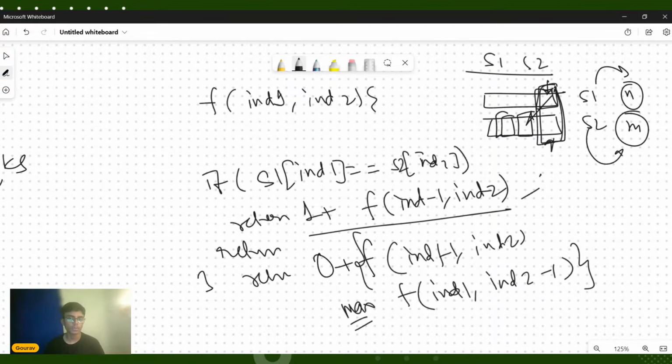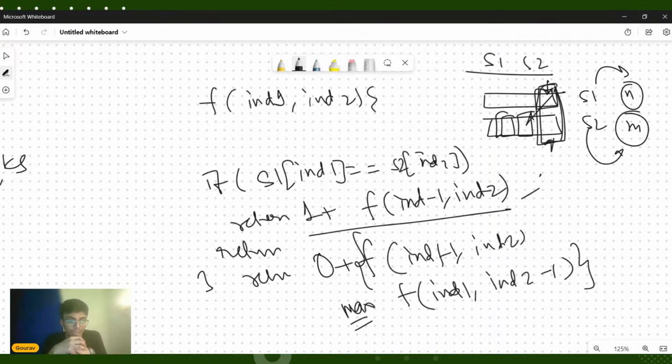So we start from the indexes and we check character by character. If they're equal, we increase the length by one and recursively call for the next characters. And if they are not, we skip a particular character and proceed to the next possible character, and take the max out of both the possible conditions. So this is the idea that we are using to solve this question.